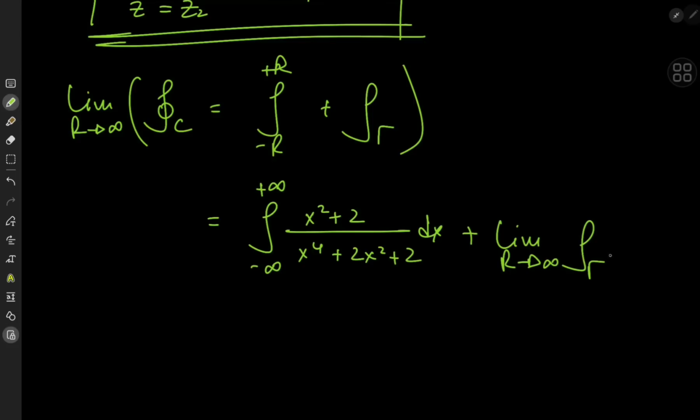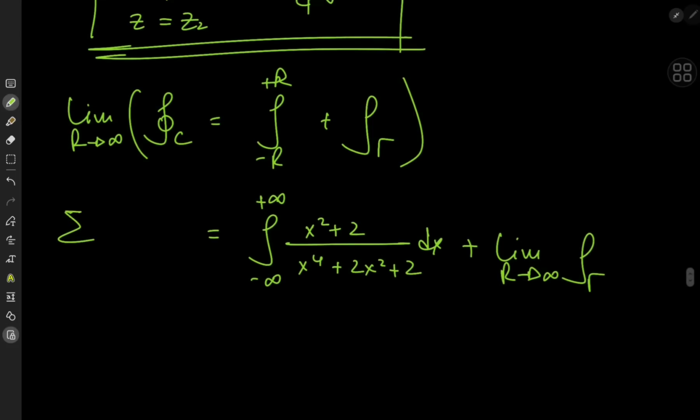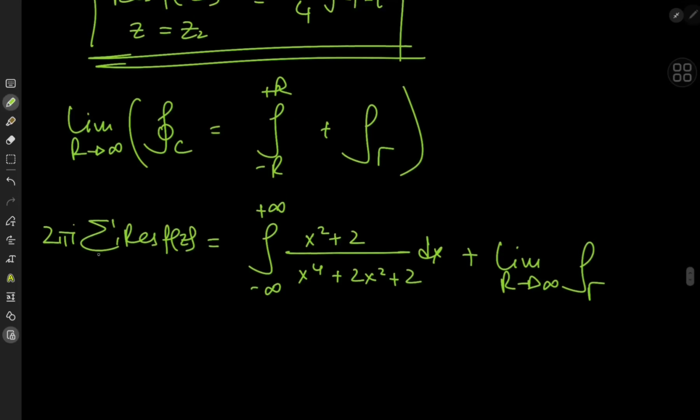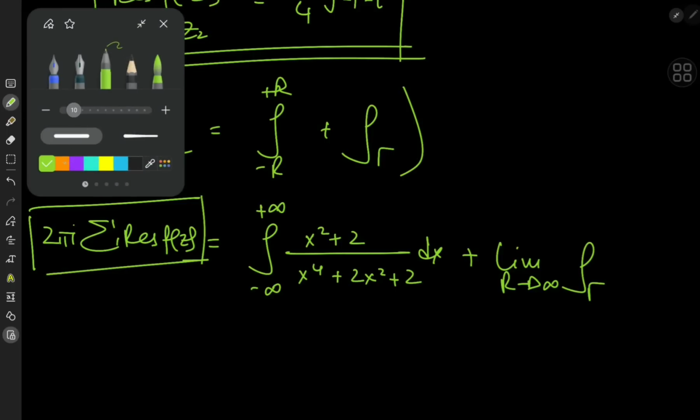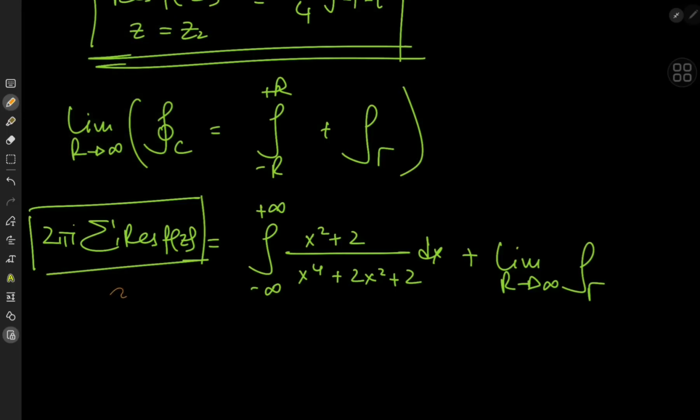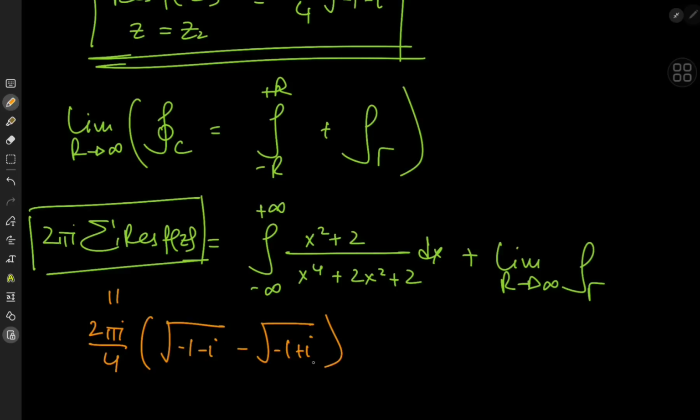And we know that all of this is supposed to equal 2 pi i times the sum of residues of the function f of z. Now, for this term here, we have two residues to calculate. We have two residues to sum, and they both have a factor of 1/4 in them. So we have 2 pi i divided by 1/4 times root -1 minus i minus root -1 plus i.